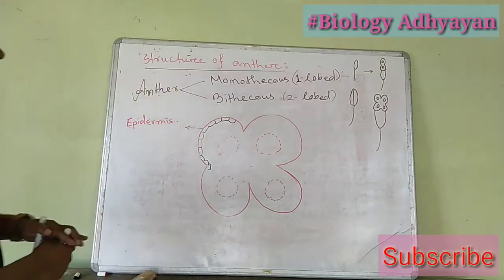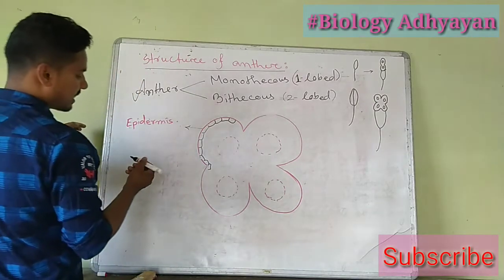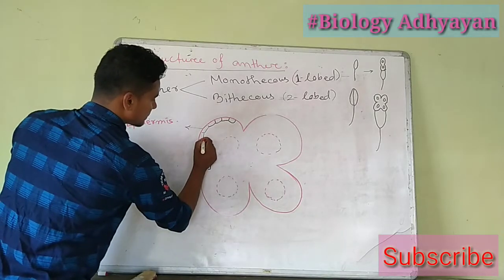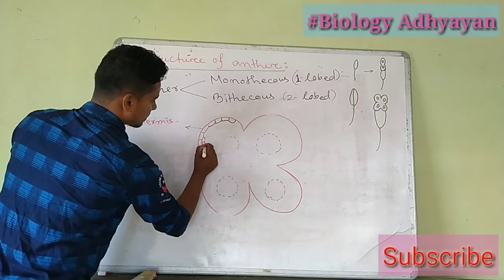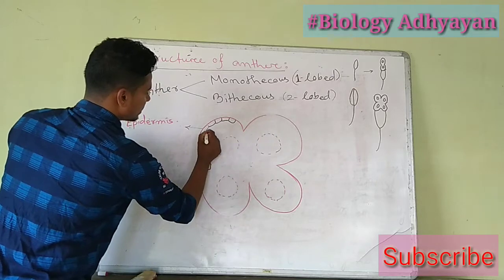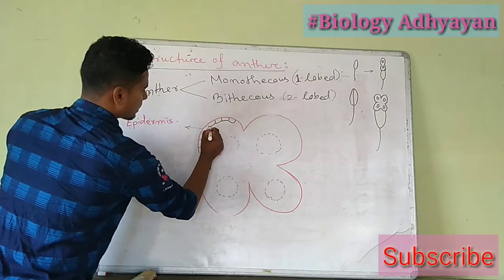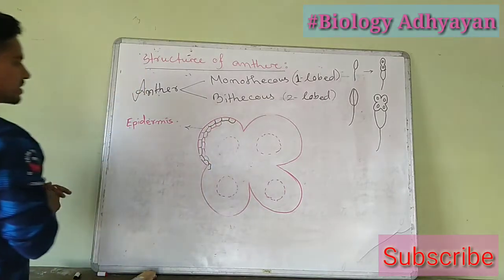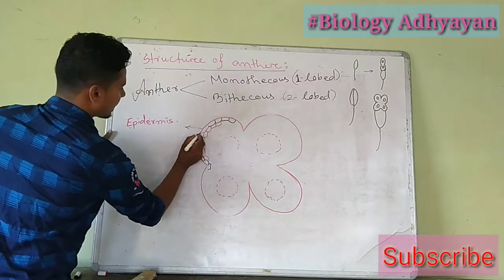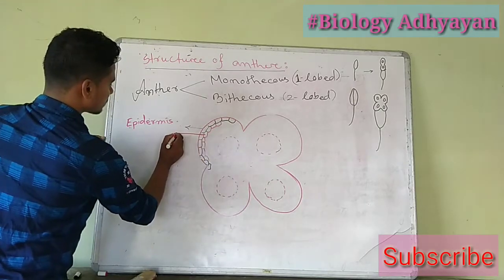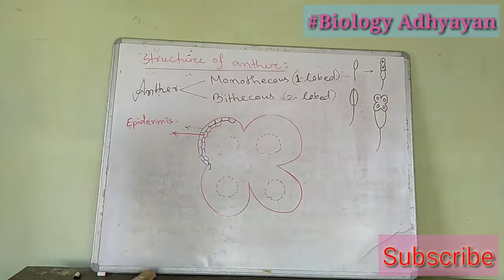And the second layer is also of a single cell. These cells will look like this. You see, this second layer is known as the endothecium.